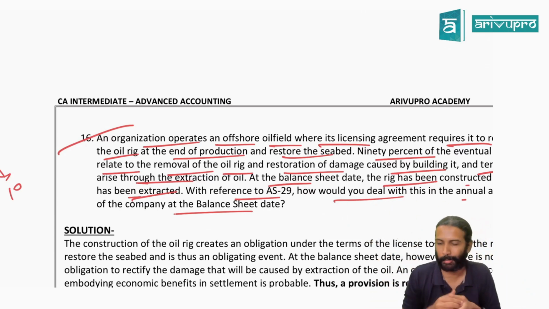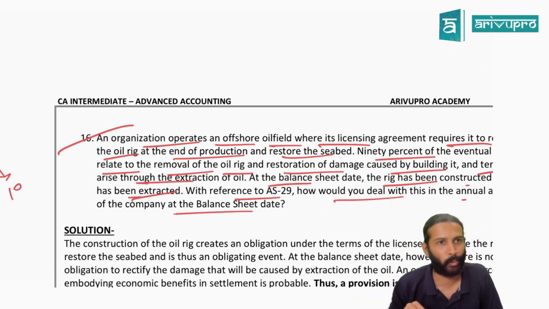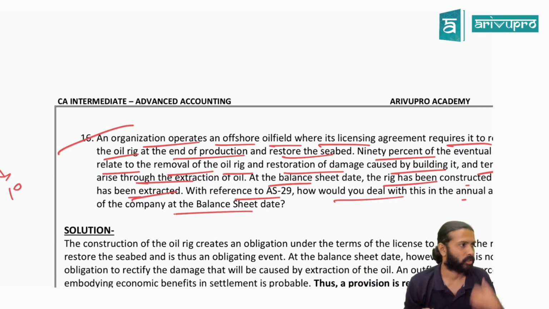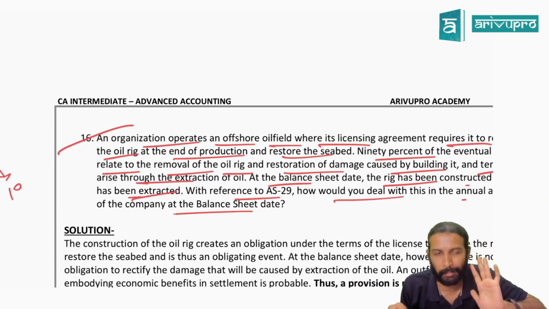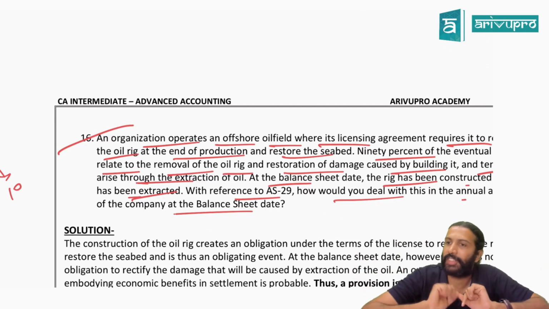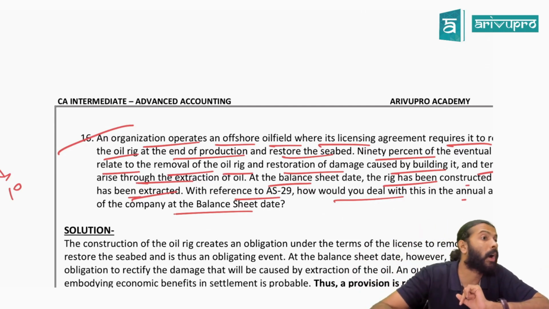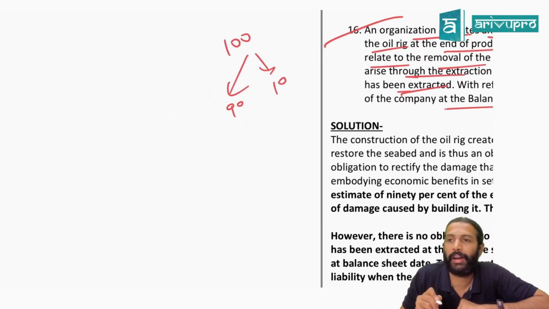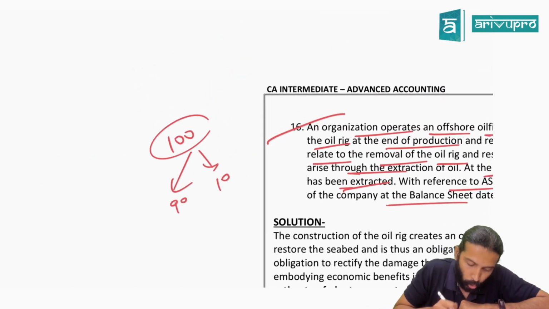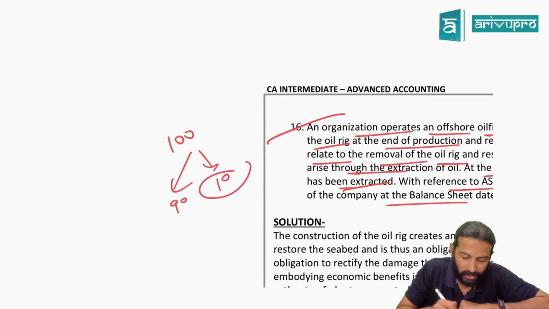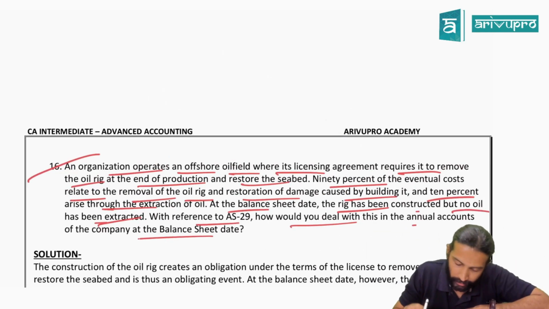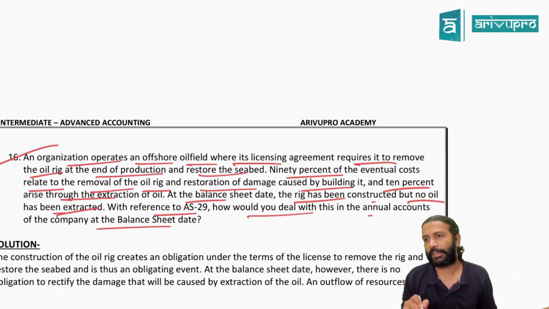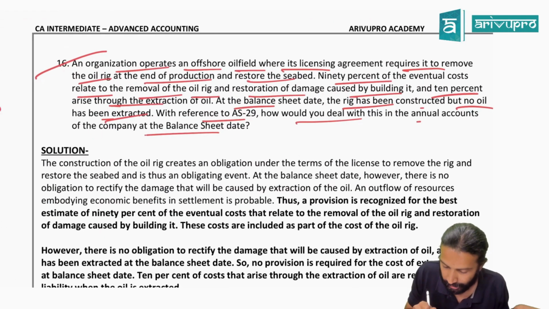Can you make a reliable estimate of the outflow? You're in that line of business. If you can construct an oil well, can't you dismantle it and restore it? So that means you have expertise. You can reliably estimate it. Yes or no? So provision is required. Yes. For what percentage, sir? For 90%. Why? Sir, of the total cost that you have to incur, 10% is related to oil. Have you already extracted the oil, or is no oil extracted? No oil is extracted. That means you need to make provision only for what percentage?